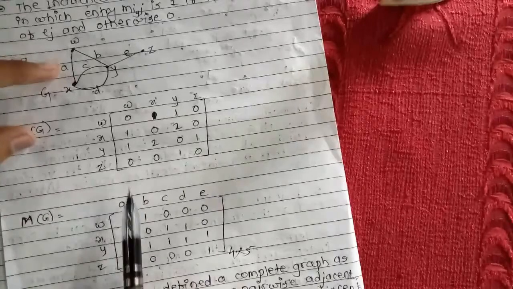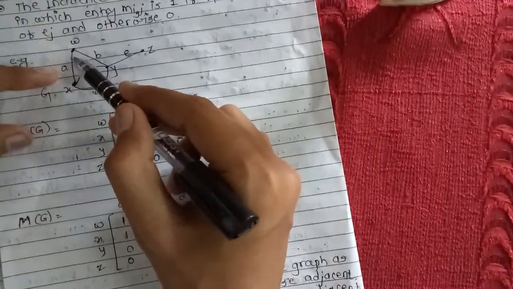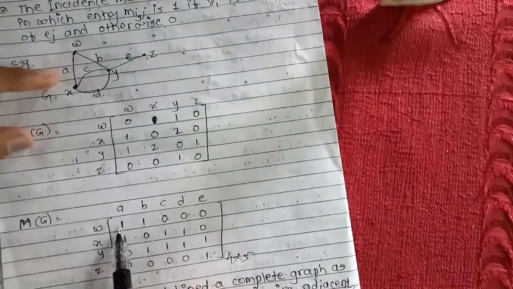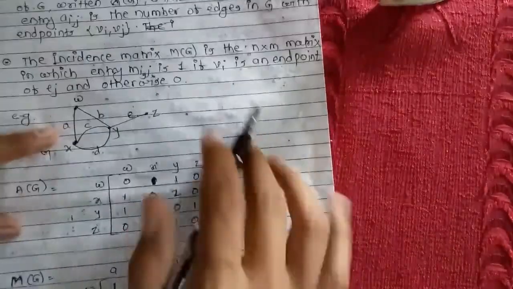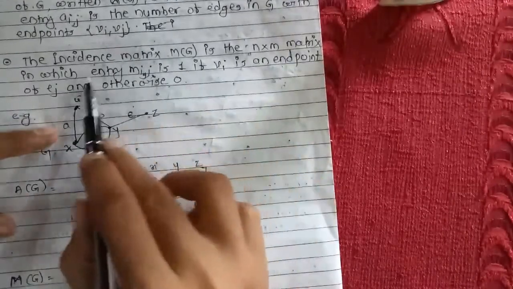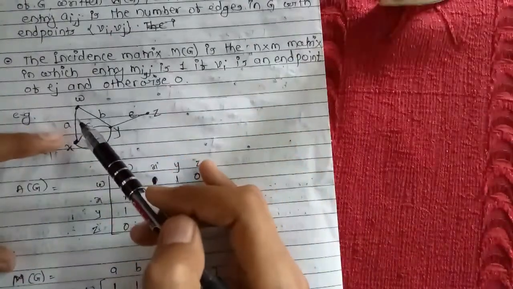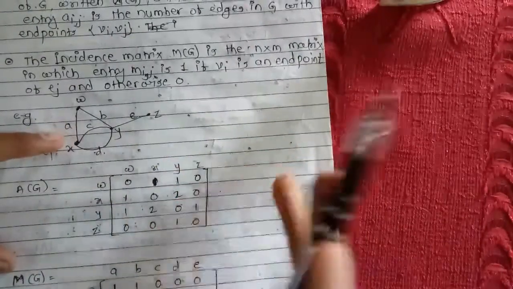Here W and A. W is an endpoint of A, right? Therefore, we put 1 here. Because we have the condition that entry Mij is 1 if Vi is an endpoint of Ej, and otherwise 0. If the vertex is not an endpoint of the edge A, then put 0 here.